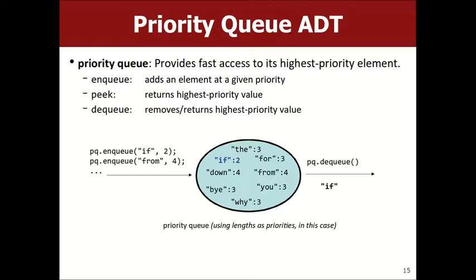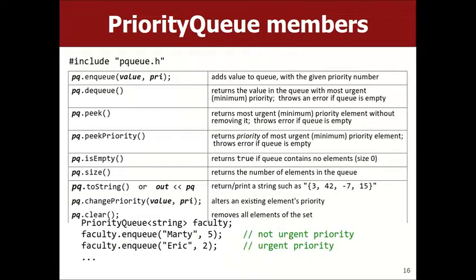This collection exists. It's in our libraries. You can even use it. It's called pq.h. What was your question? Yeah. What if you pass in two that have the same priority? If you pass in two that have the same priority, usually it breaks ties by the one that arrived first.